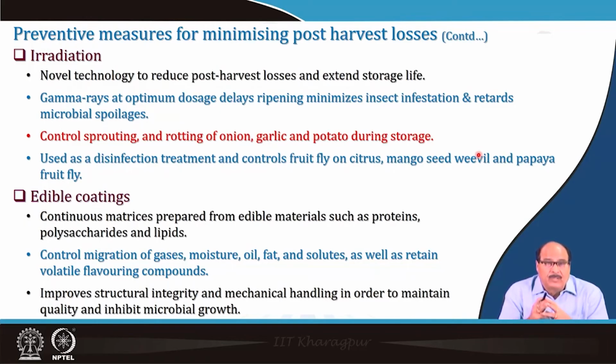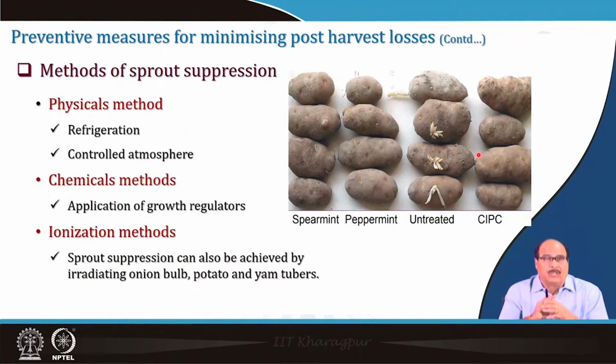Edible coating: earlier we saw the wax coating, but wax coating has certain problems because it may be non-edible. So, that wax coating is now being replaced with edible coating material, that is, a sort of continuous matrix prepared from edible materials such as protein, polysaccharide and lipids, etc. It is applied on the surface of the commodity as a completely transparent coating. It controls migration of gases, moisture, oil, fat and other solutes, retains flavoring compounds, and improves structural integrity and mechanical handling in order to maintain quality and inhibit microbial growth.